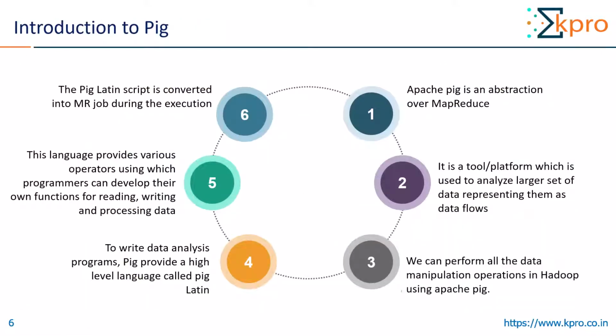Now let us see what is Pig. Pig is another member of Hadoop ecosystem. Apache Pig is an abstraction over MapReduce. So it is a tool or a platform which is used to analyze larger set of data, representing them as a data workflow. We can perform all the data manipulation related activities with Apache Pig.